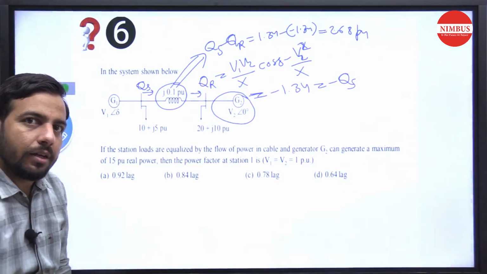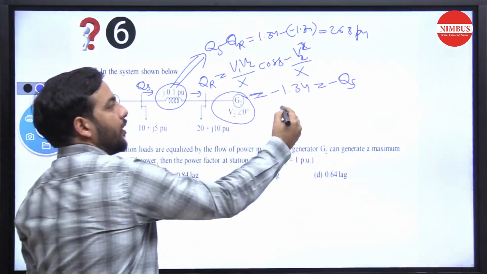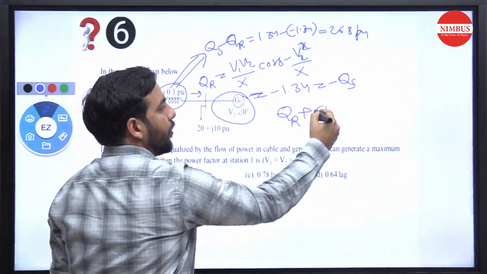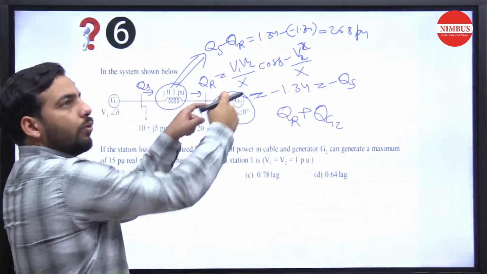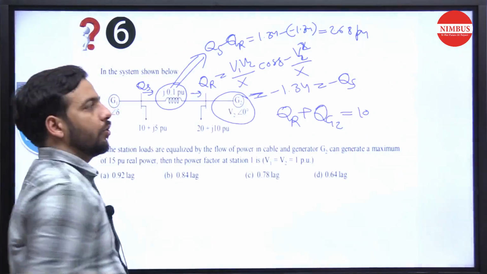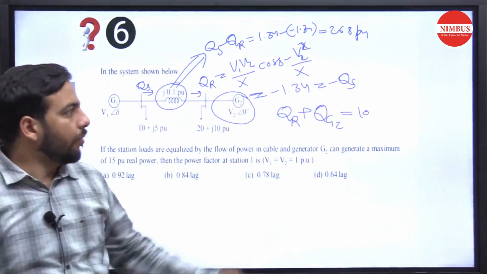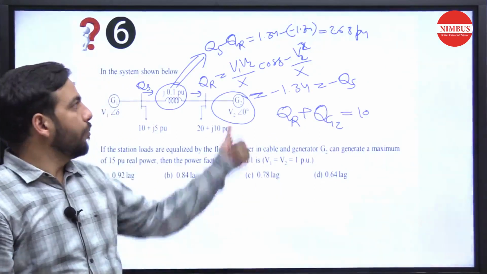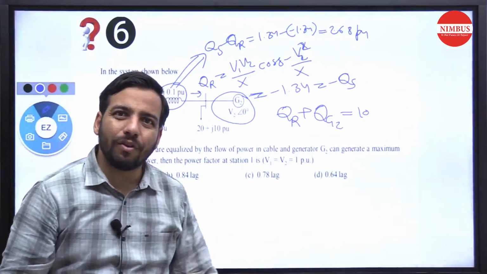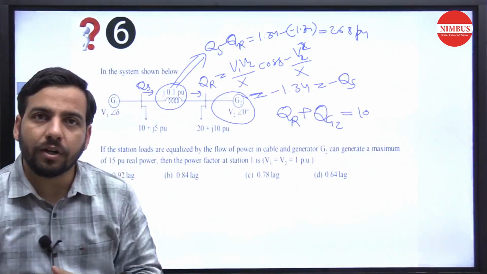As with station 1, you need to calculate as you calculated QR. QR is coming, and from G2, QG2 is coming. This is the total Q coming in, and the outgoing is 10. So from here you can calculate QG2, because QR you have calculated and 10 is given. PG1 is given as 15 from equalized load, and when you calculate QG2, then PG2 and QG2 will provide you the power factor of station 2.